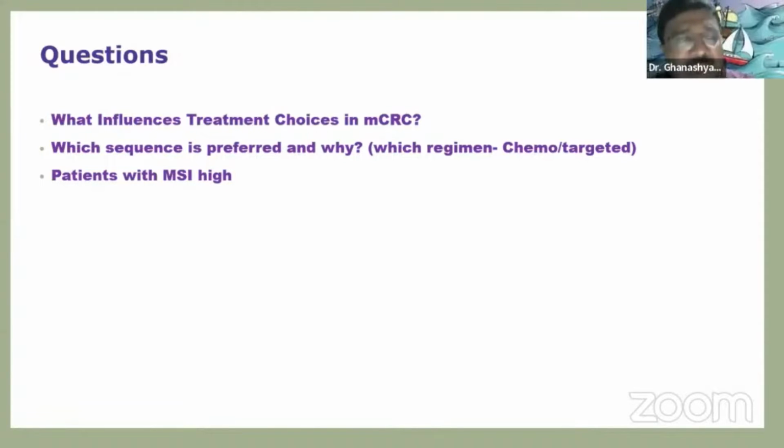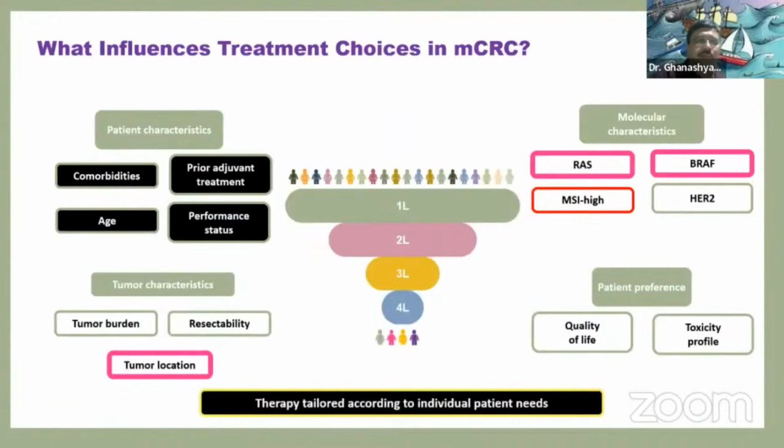Sir, I will add to what Amish said, because if you pick up an HER2 overexpressed or mutant tumor, probably your anti-EGFR choice won't be there. That's another point. Can we move on to the second slide? Ghanshyam has said that RAS, BRAF, MSI, and tumor location are very, very important. I did not highlight HER2 neu in the first line because we do not have adequate data to use any HER2 targeted treatment in first line.